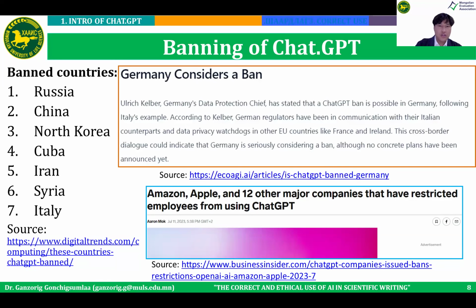So Germany considers a ban. This is news I found. Ulrich Kelber, the German data protection chief, has stated that a ChatGPT ban is possible in Germany, following Italy's example. So maybe some German or some EU countries may ban it, but I don't know. It's just the news.